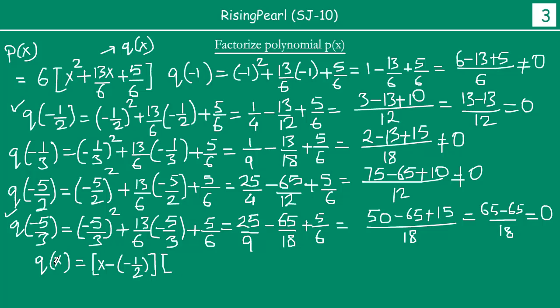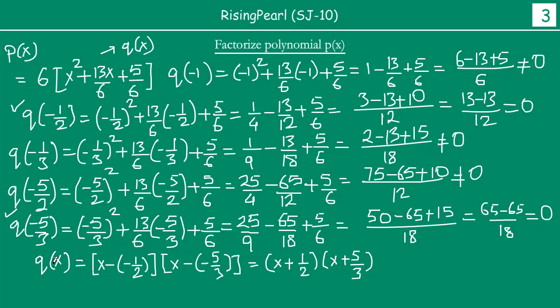Multiply by, and this is important दोस्तों because qx is basically written as x minus a times x minus b, right? So x minus a is your negative minus 1 by 2 and then x minus b जो है that is your negative minus 5 by 3. And आप notice करोगे दोस्तों, if you just simplify this, you will basically get x plus 1 by 2 times x plus 5 by 3.